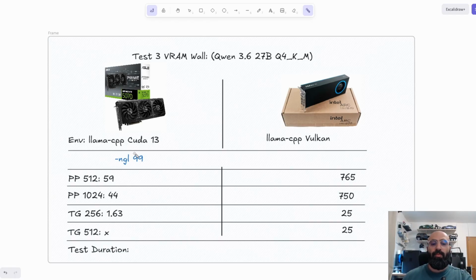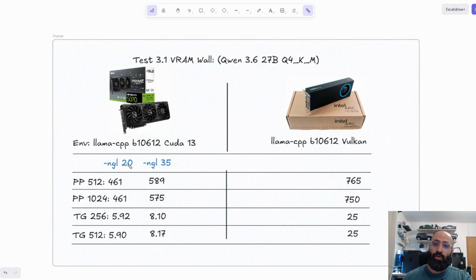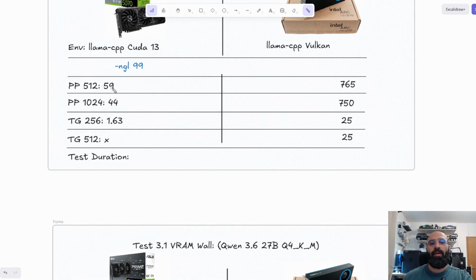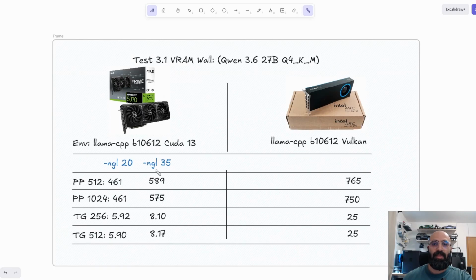And if I move a bit down to try the same test, but with a different number of layers here, 20 layers on the GPU have a different score. Now we are scoring 461, and if I have the layers on 35 on the GPU, now the prompt processing is 589, compared to the first one, which is only 59, almost 10 times the speed.